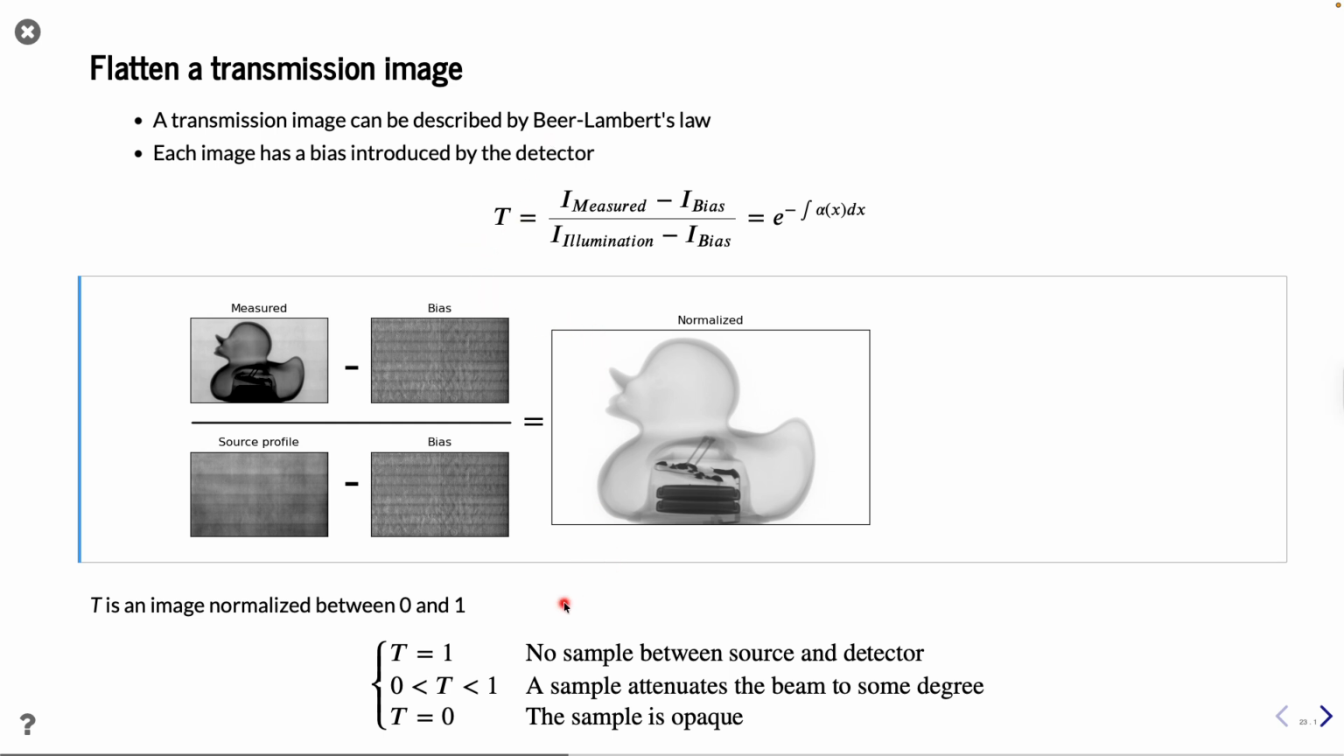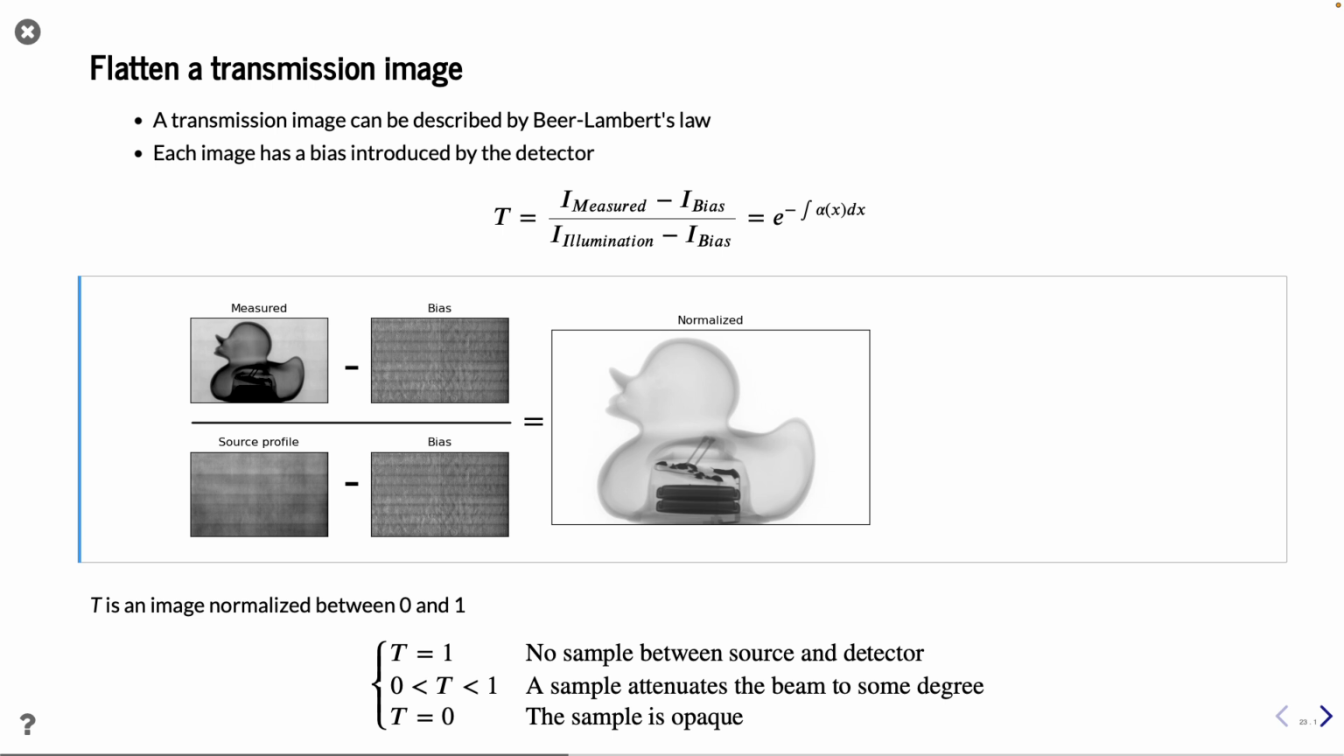Thanks to the normalization, transmission 1 means we are out in the void. If it's between 0 and 1, then we have some degree of attenuation within the sample. And if it's 0, that's in principle detector starvation, or the object is opaque. So if you put a lead brick in front of X-rays, you only see noise. You don't see any real signal.